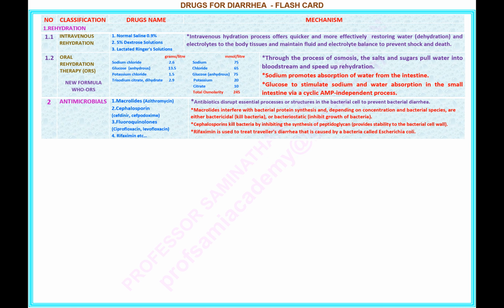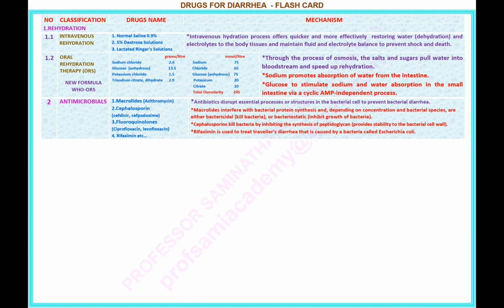Number 2. Name of the classification, antimicrobials. Drugs name under this classification: 1. Macrolides, erythromycin, 2. Cephalosporin, cefdinir, cefpodoxime, 3. Fluoroquinolones, ciprofloxacin, levofloxacin, 4. Rifaximin, etc. Mechanism of antimicrobials. Antibiotics disrupt essential processes or structures in the bacterial cell to prevent bacterial diarrhea.